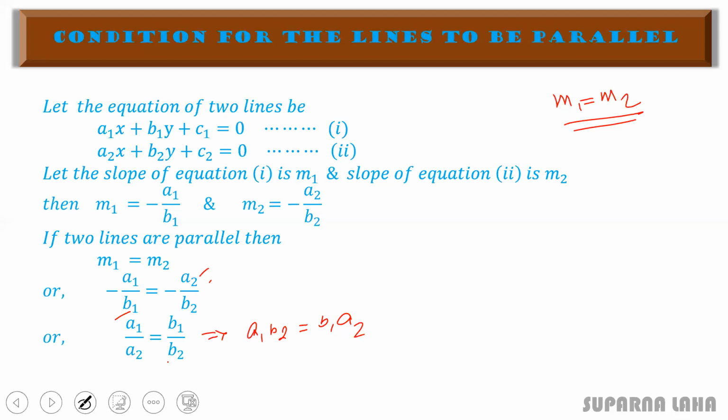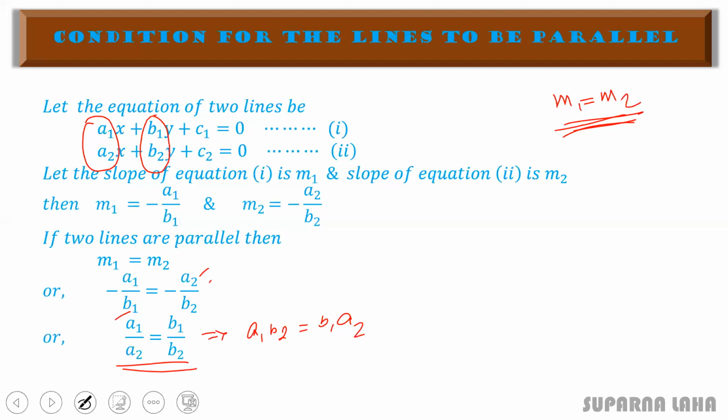So this is the condition for two lines to be parallel when their equations are given. If the slopes are given, then their slopes will be equal. And if the slopes are not given, and the equations are given in the general form, then the ratio of the coefficients of x, A1 by A2, is equal to the ratio of the coefficients of y, B1 by B2. Okay, so this is the condition for parallel lines.